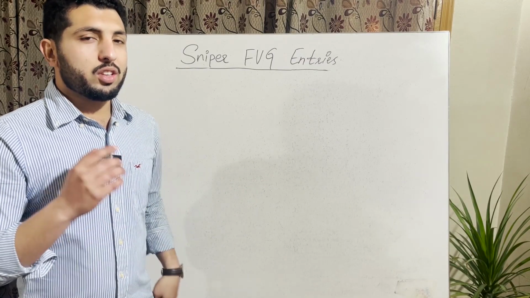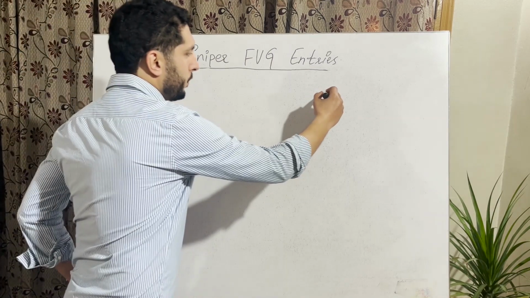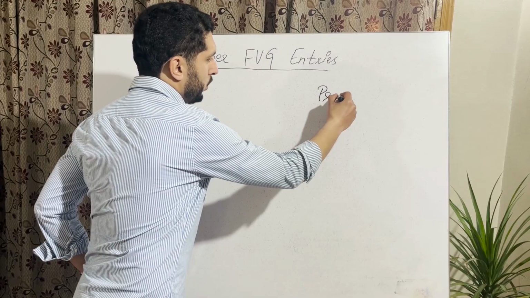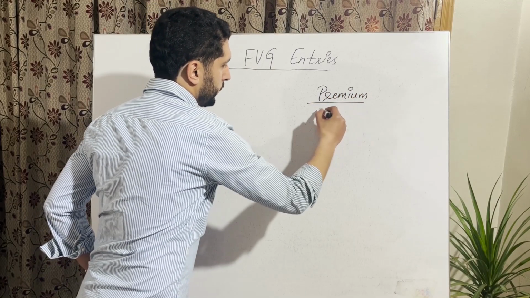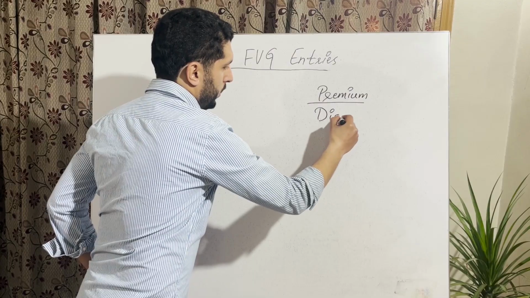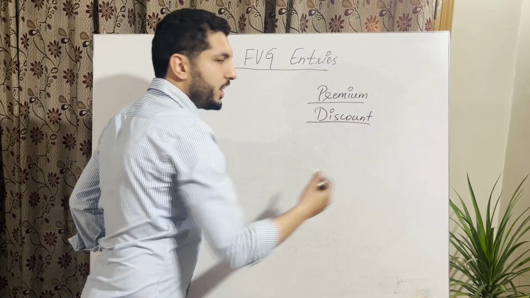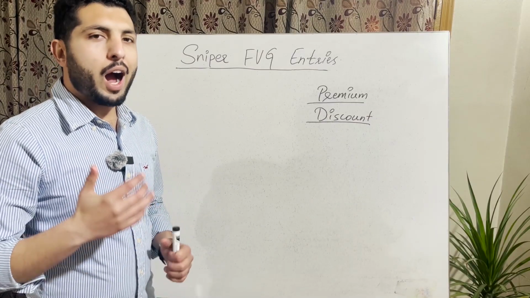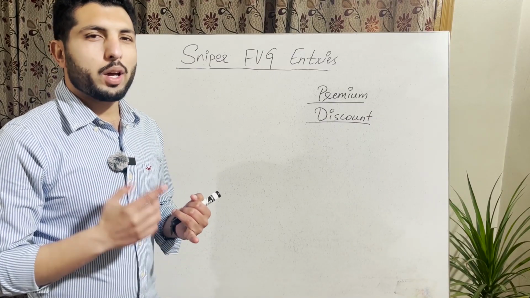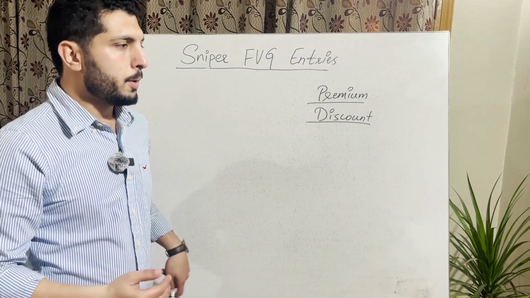But the ranges which we have discussed, which are premium and discount, still there will be several fair value gaps. So how to know which one we are going to take for sniper entry and precise entry purpose?